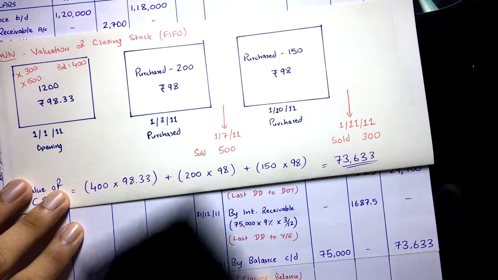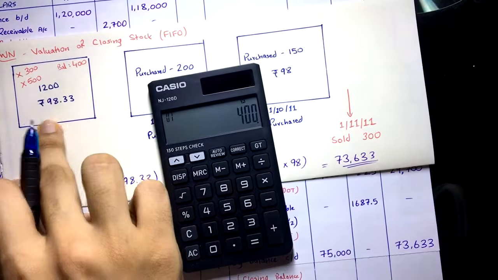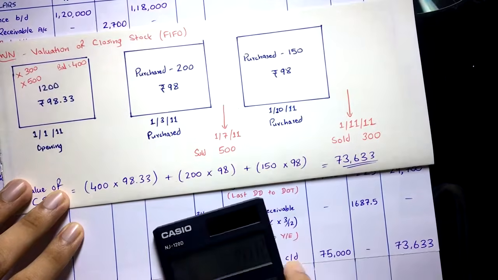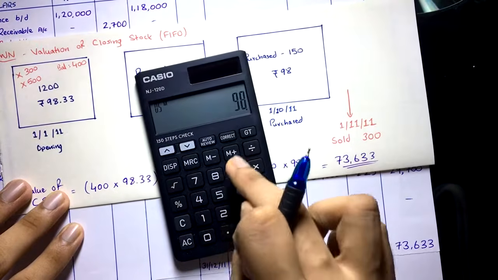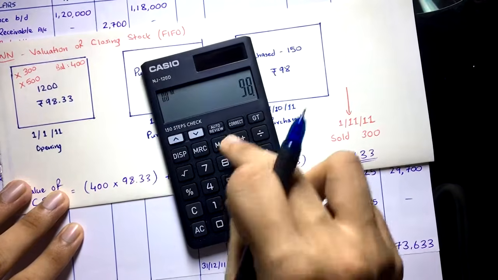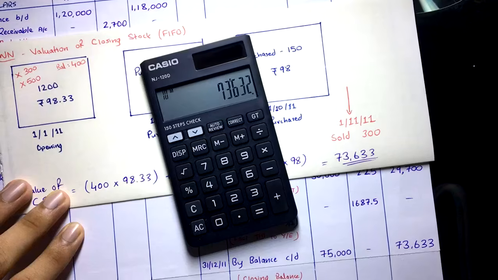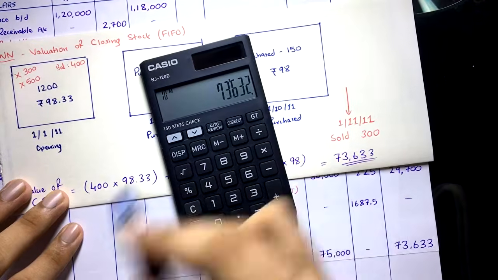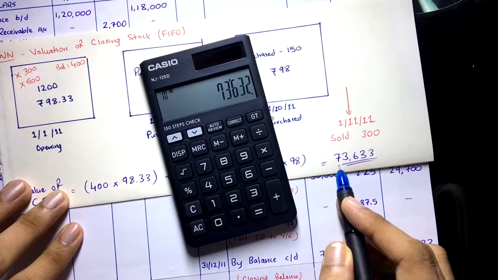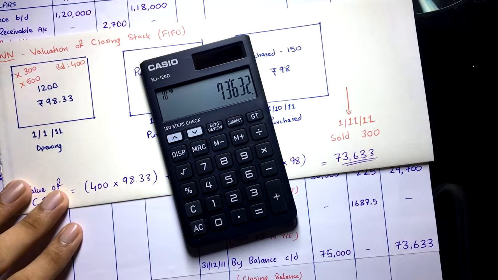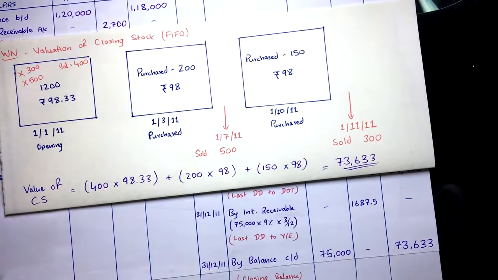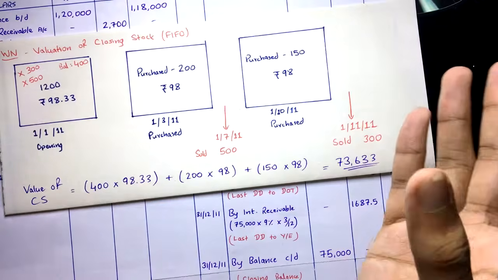Let's do the calculation. See here, 400 into 98.333, M plus, then 200 into 98, M plus, 150 into 98, M plus, memory recall, 73,632. So this is the value of the closing stock. Because of rounding there's a difference between the calculator and here, 73,633. You know that, use your common sense. So that's what you have to do, first in first out. Whatever has come in first, you have to throw that out first, isn't it?